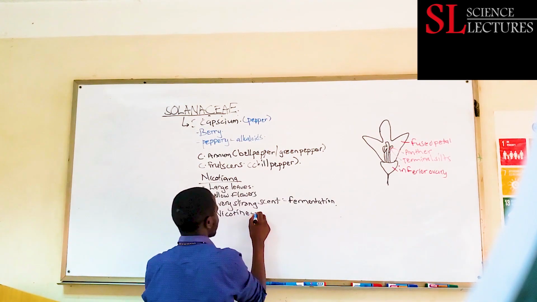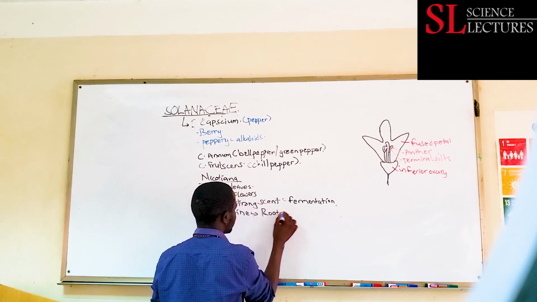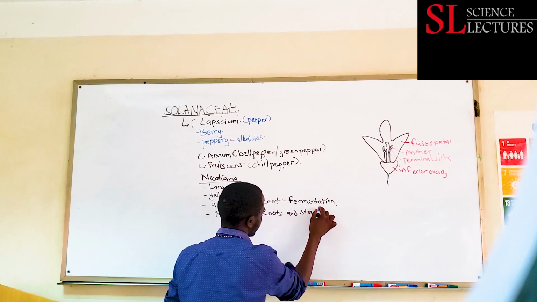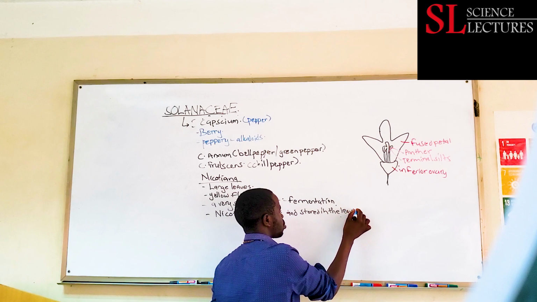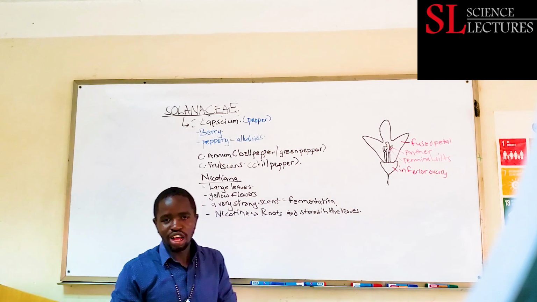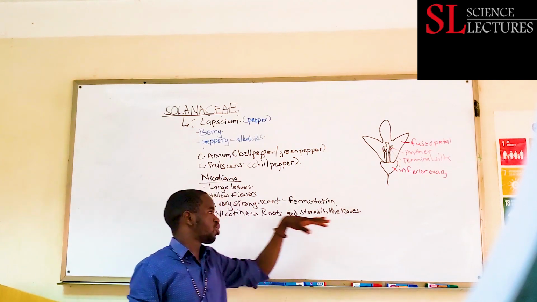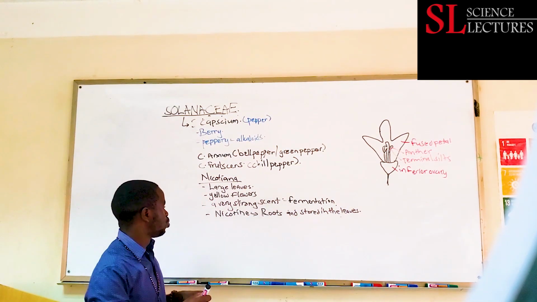But very important to know that this nicotine is manufactured within the roots. However, it is stored in the leaves. So that is why the people that do the smoking, people that do tobacco curing, harvest the leaves because the nicotine is found there, but it is manufactured in the roots.